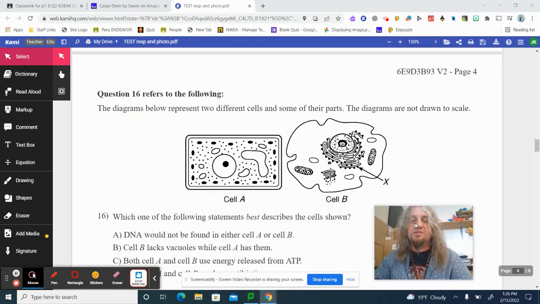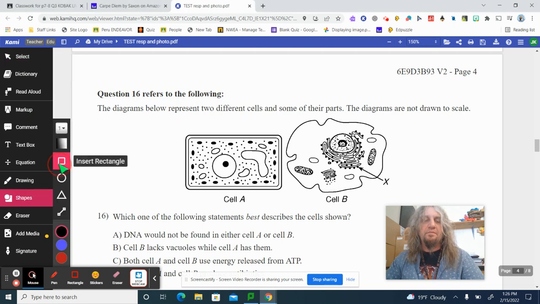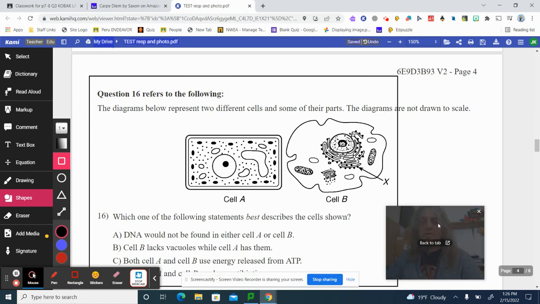All right, we're on to question 16. Oh, look, pictures of cells. Now let's wrap that question so we can understand what we're being asked here. All right, let's get out of the way.